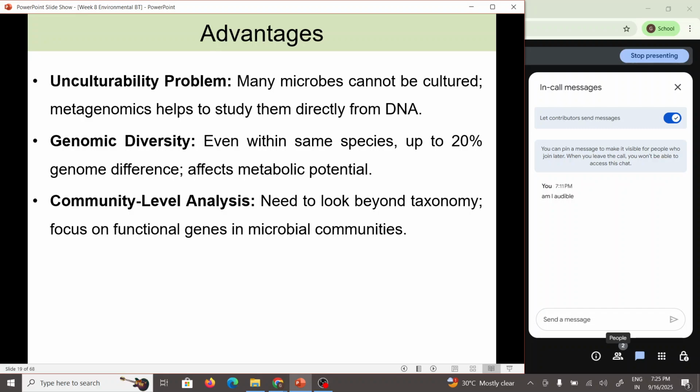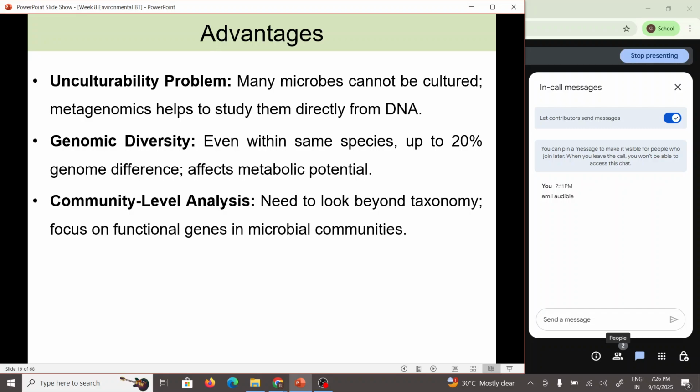Okay, what problems does metagenomics address in environmental biotechnology? A few minutes before, we were talking about culture dependent and culture independent techniques to study the microbial community. In that we came to know that culturing the microorganisms can leave out many of the microorganisms which are not generally cultivable. So metagenomics solves the problem of unculturability, where many microbes cannot be cultured, and helps to study them directly from their DNA, surpassing the need for them to be cultured.